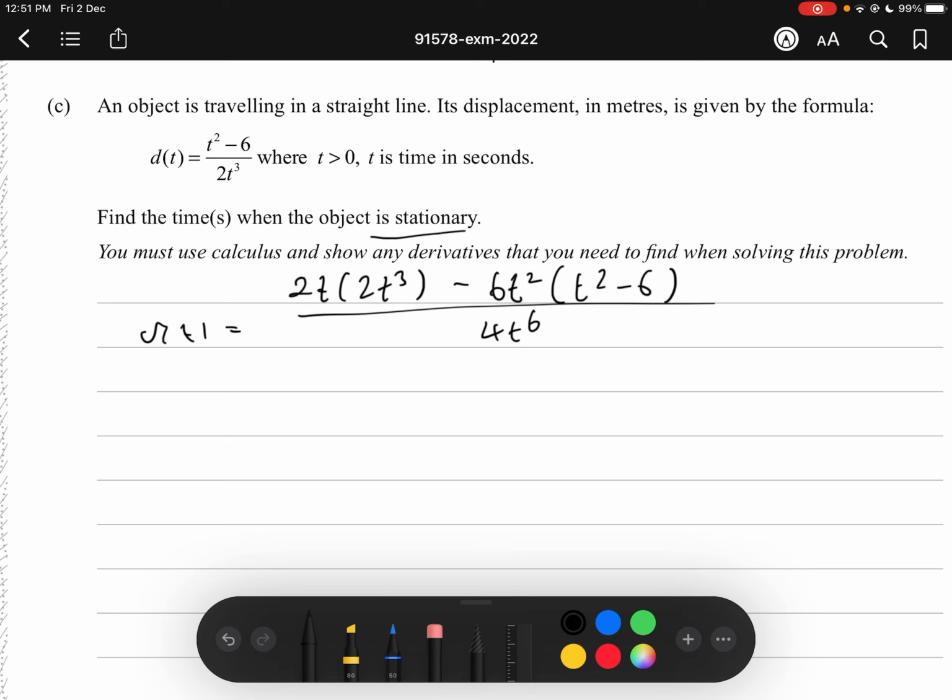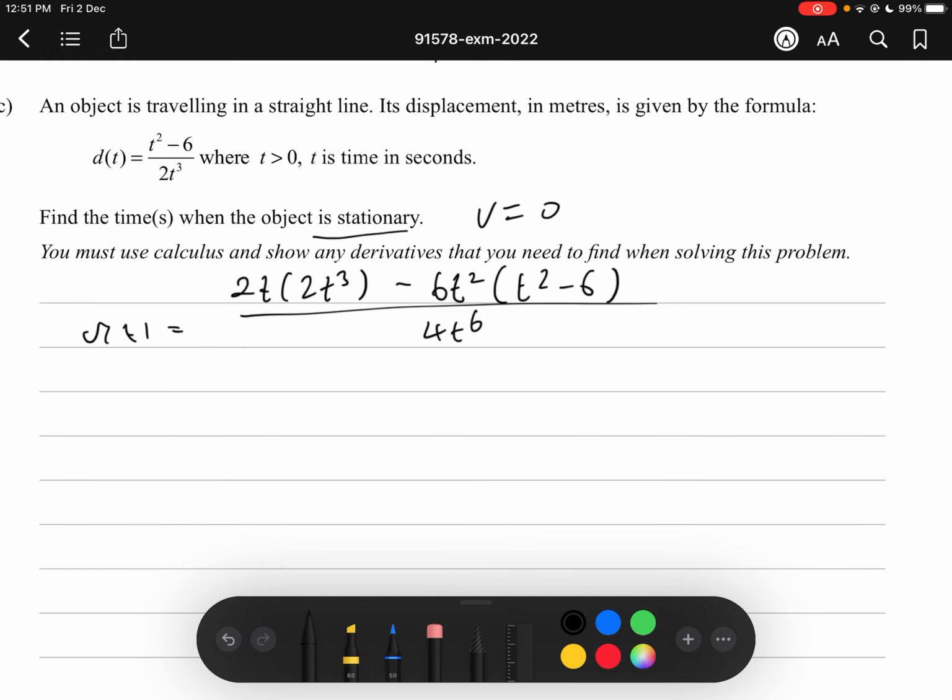When the object is stationary, that means v equals 0. And that's the same as saying that the derivative of the distance is equal to 0, because the derivative of the distance is the velocity formula. If you remember from last year's calculus, distance differentiates to velocity, velocity differentiates to acceleration. So velocity is the rate of change of distance, acceleration is the rate of change of velocity. Therefore, if you differentiate distance, you'll get the velocity function. And when the object is stationary, the velocity is 0. So we're going to set it to 0.